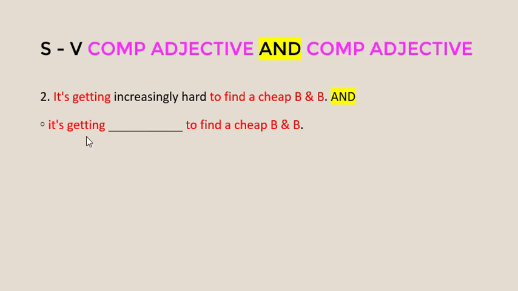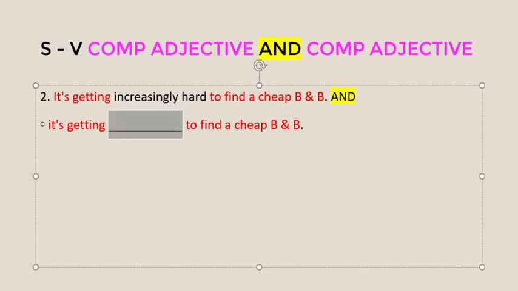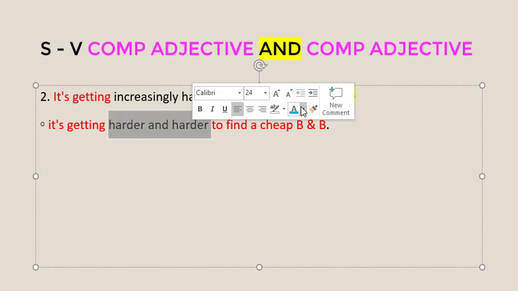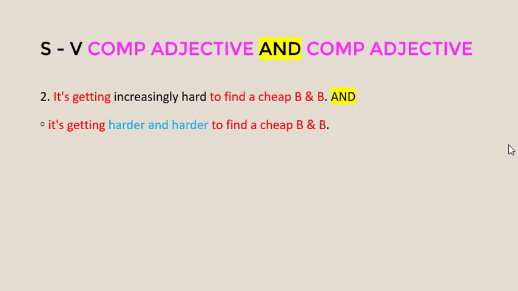It's getting. This is the subject, it, and then this is the verb, is getting. What we need now is the comparative adjective of the adjective hard. The comparative adjective of the adjective hard is harder, and another comparative adjective, harder. This is the answer of number 2. It's getting harder and harder to find a cheap B&B. Let's continue to number 3.